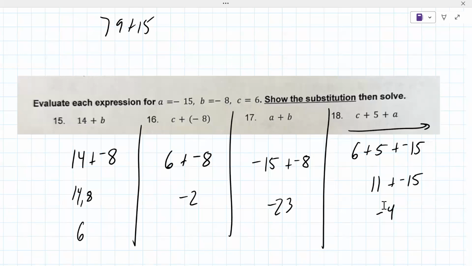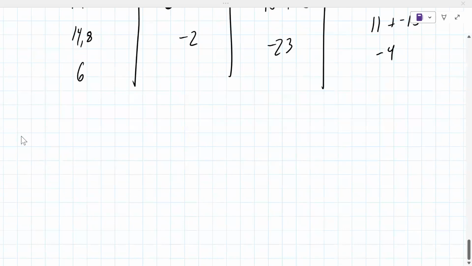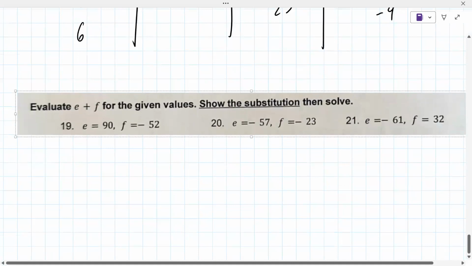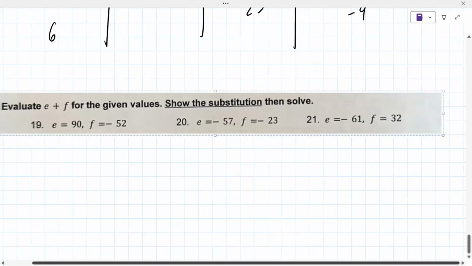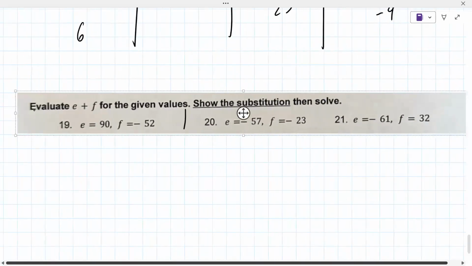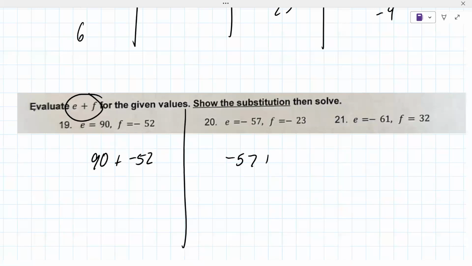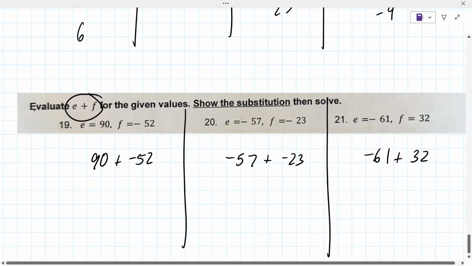Negative 4, good. All right, the next grouping of questions is really, really similar. For each one, you have to add the two quantities together. Like for the first one here, you're going to see how it says E plus F. You just take the two numbers and you add them together. Second one, you add them together. The third one, you add them together. So go ahead and give those a try. Let me know what you come up with.